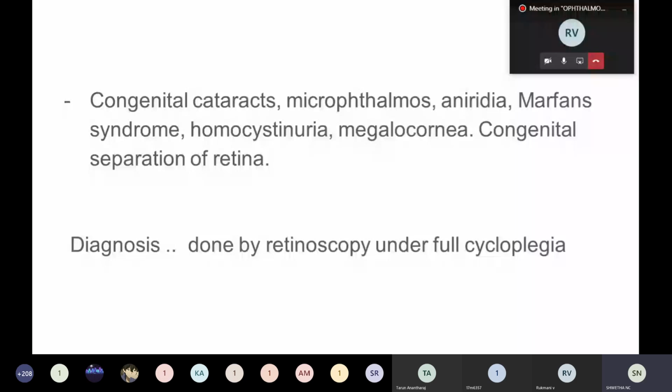Then after that only you have to do refraction and calculate the power, and the calculations we can demonstrate and see in the practicals. So there you estimate the power. So the diagnosis is mainly by doing the retinoscopy under complete cycloplegia.